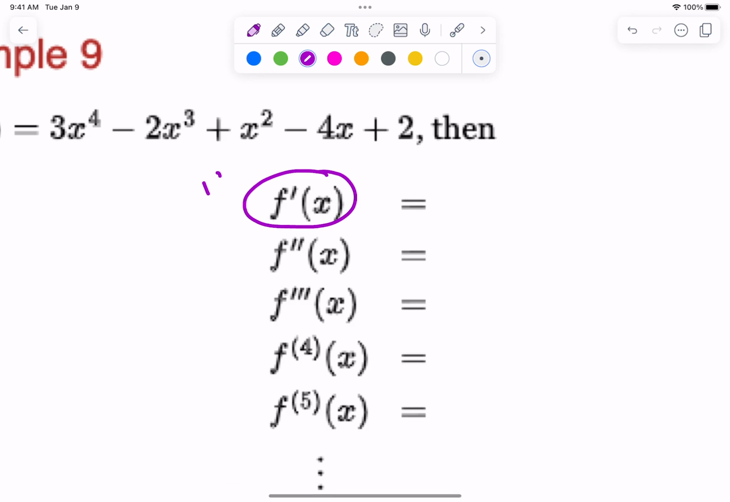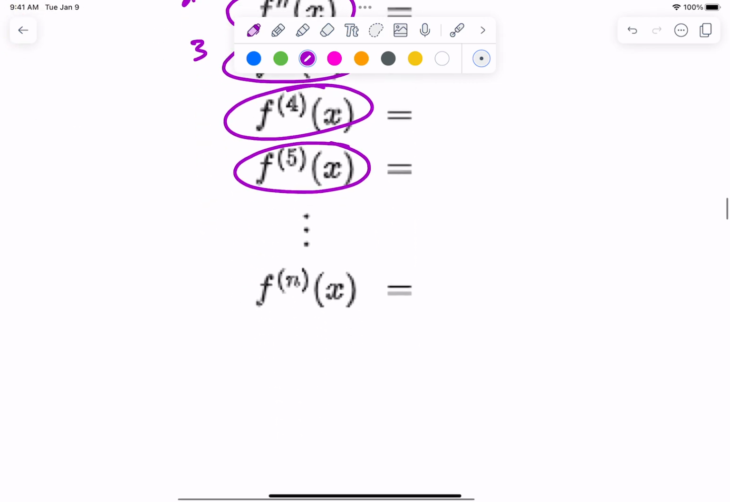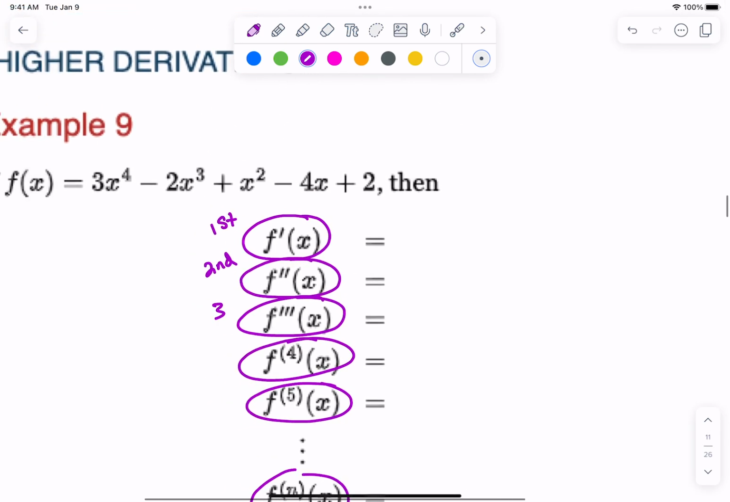This notation is saying the first derivative, this one the second, this one the third derivative. Then we have the fourth derivative and fifth derivative, all the way down. Okay? So we're going to take the derivative once.